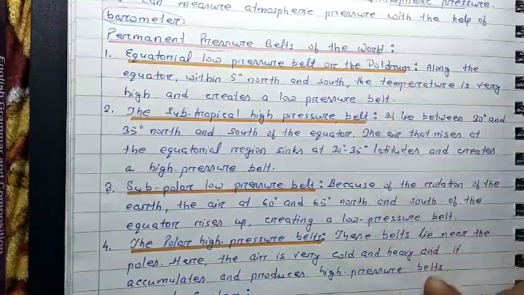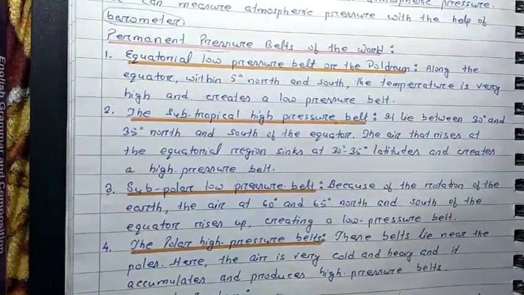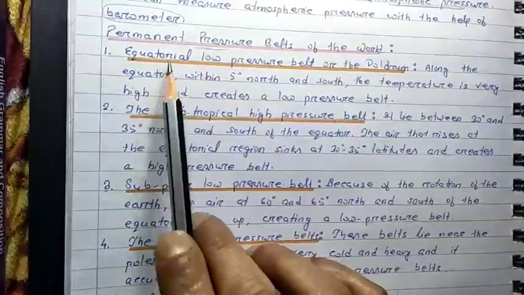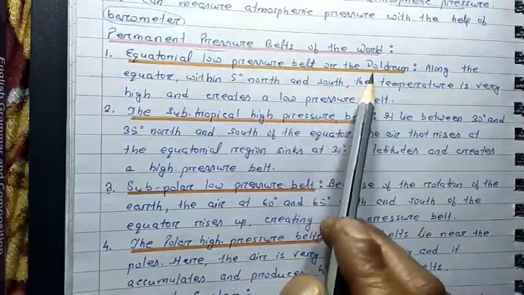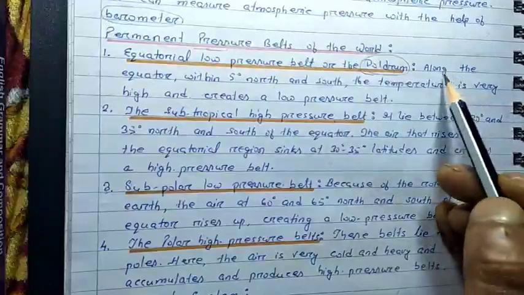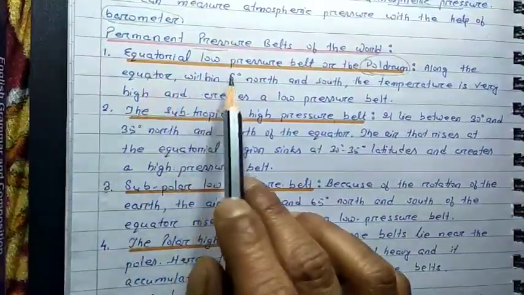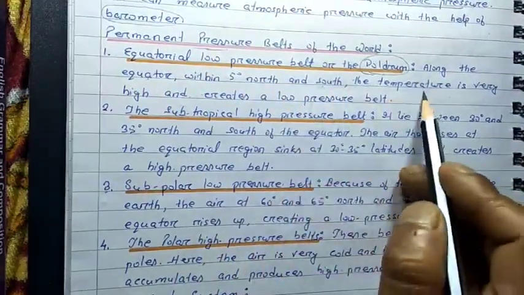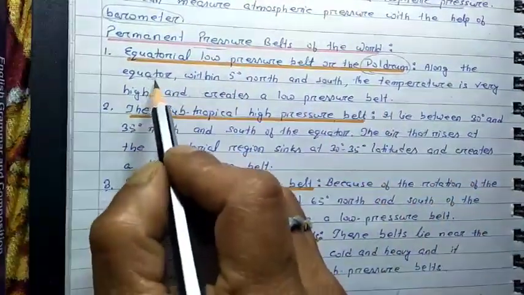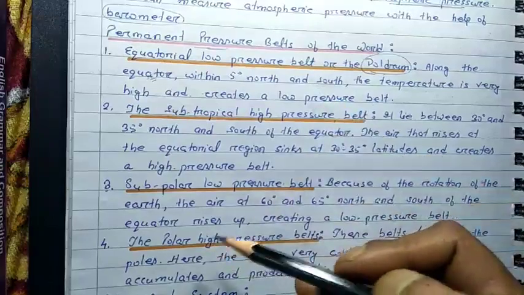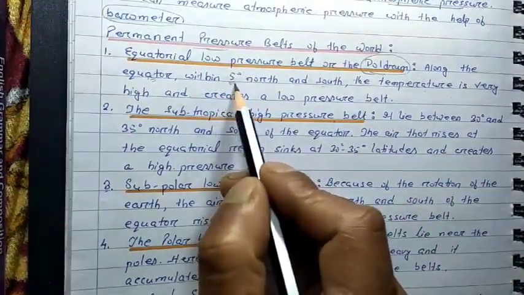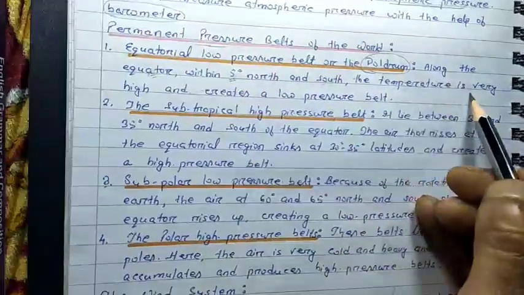Let me tell you the extension of these different air pressure belts, and I'll also explain with the help of a diagram. The first one, the equatorial low pressure belt, is also known as the doldrums. Along the equator, within 5 degrees north and south, the temperature is very high and creates a low pressure belt. In both the northern and southern hemispheres, from 0 degrees up to 5 degrees latitude, the temperature is very high.